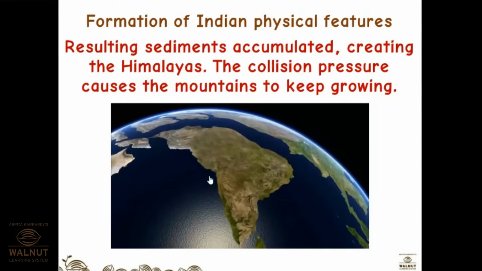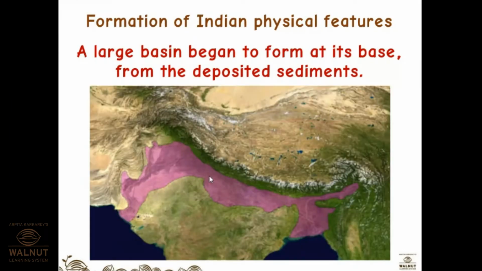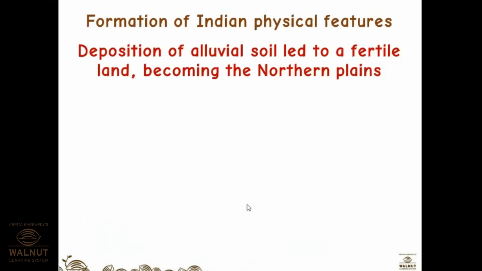So the very first feature that we are going to see is the Great Himalayas. A large basin began to form at its base from the deposited sediments. So if you see, the plates moved, one from here, one from here, and what happened was this uplifted into the mountains. And when this uplifted into a mountain, there was a depression created at the basin, at the base. A basin was created here. Can you see this? Yes, ma'am. So that gave rise to another feature, which was our Great Northern Plains.